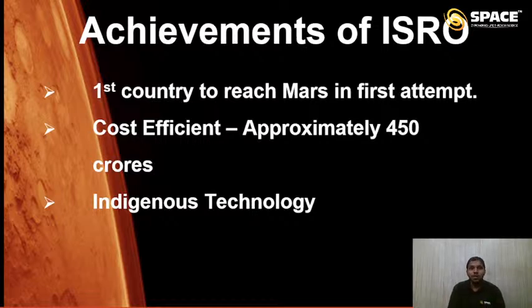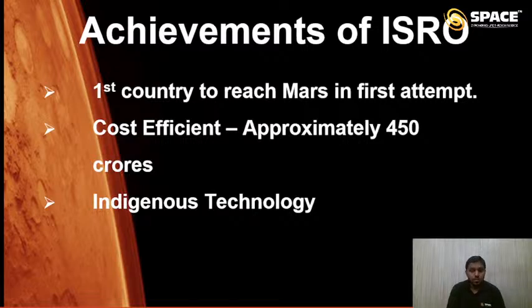Achievements of ISRO. That time, India became the first country to reach Mars in the first attempt. Okay, and hats off, till now it's a record. And fourth, India became the fourth country after USA, Russia, and ESA to reach Mars.